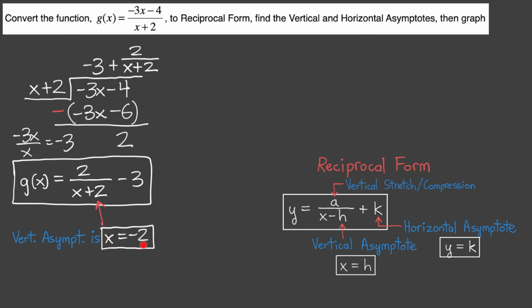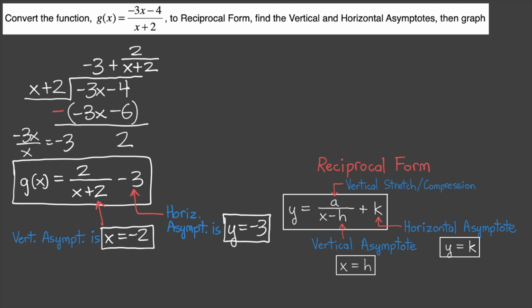All right, next is our horizontal asymptote. So how do we find the horizontal asymptote? That's just this value over here on the right, plus k. So in our case, it's going to be negative 3. So that's pretty simple. So we'll go ahead and write that over here. So that is our horizontal asymptote. So I'll write that here. So it's going to be y equals negative 3.